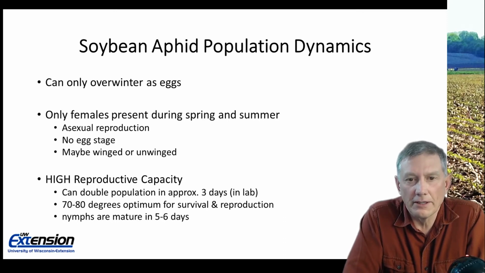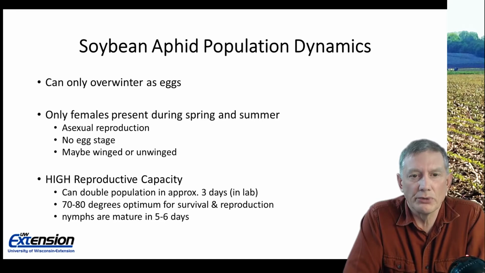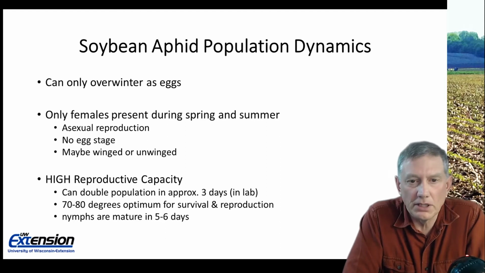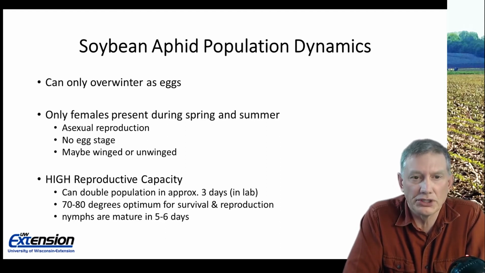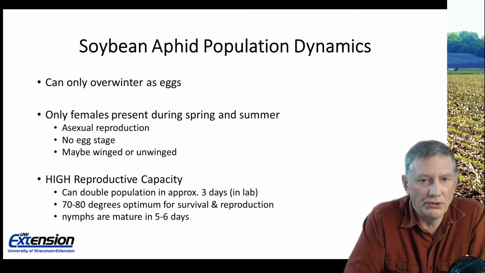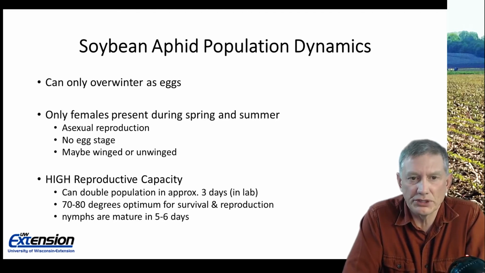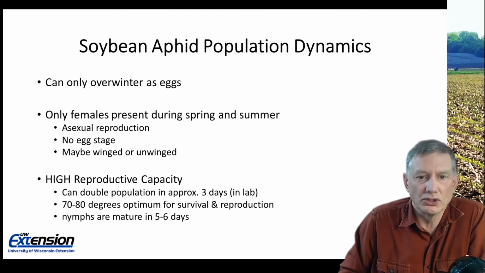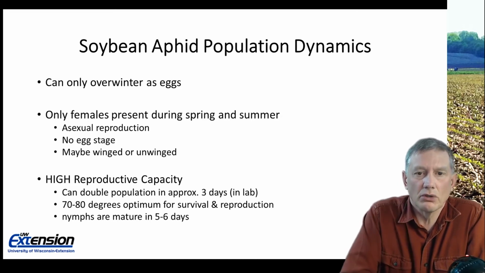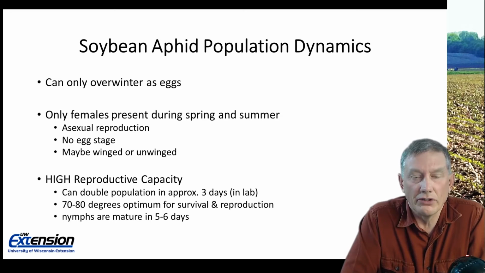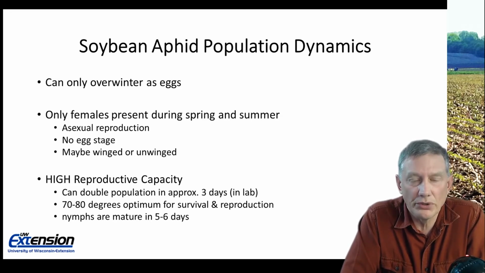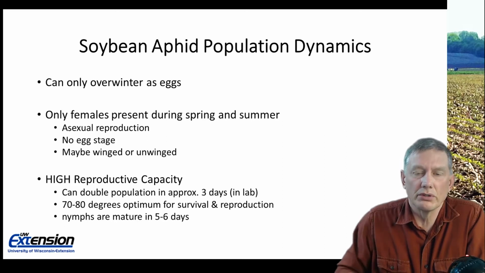If our environmental conditions are favorable and we don't have a lot of beneficial insects out there, they can double in population in as little as maybe a week or so. But 70 to 80 degrees is optimal for survival and reproduction, and the nymphs can mature in as little as 5 to 6 days. So on a particular leaf, you can have a grandmother giving live birth to females, a mother giving live birth to females, and the granddaughters giving birth to live females.